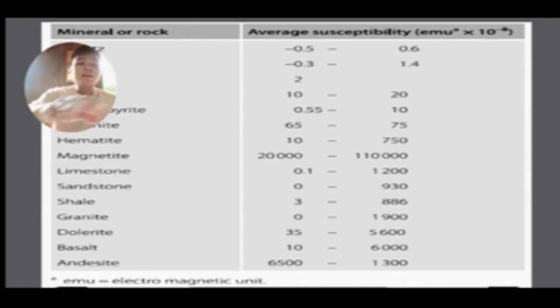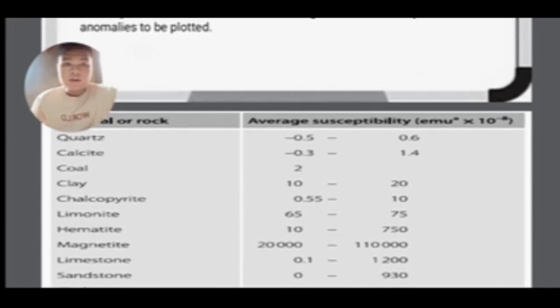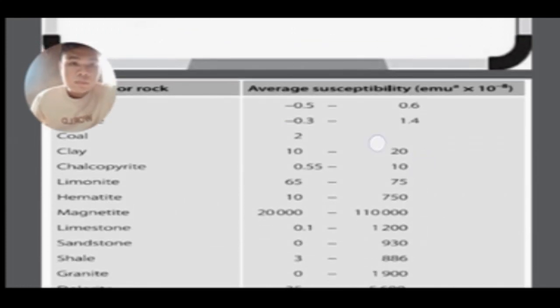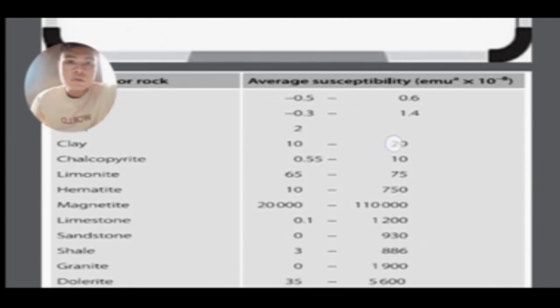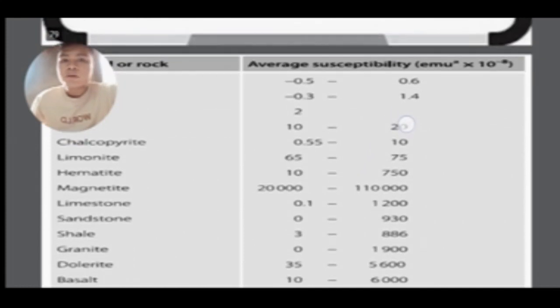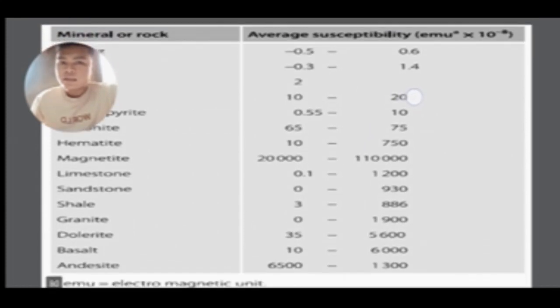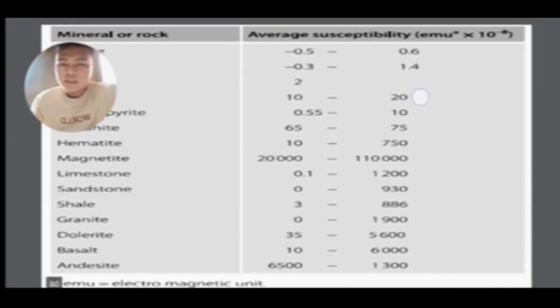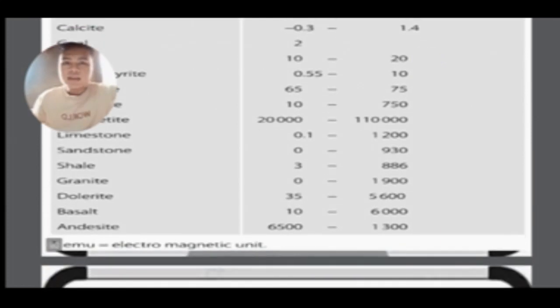As you can see, these are the magnetic susceptibilities of rocks and minerals, in EMU, the electromagnetic unit, for mass susceptibility in cubic meters per kilogram, based on Hunt et al. 1995. These are the intervals and average susceptibility for quartz, calcite, coal, clay, chalcopyrite, pyrite, limonite, hematite, and so on and so forth.